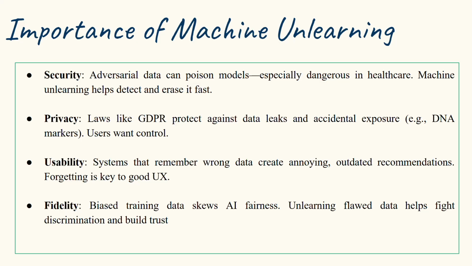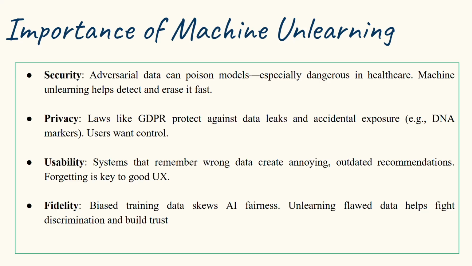Then there's usability. Ever search for something odd by mistake, like an illegal product, and suddenly your phone won't stop suggesting it, even after you have scrubbed your history? That's a system failing to forget. It clings to noise or outdated data, serving up recommendations that annoy rather than help. When an app can't let go, users walk away.